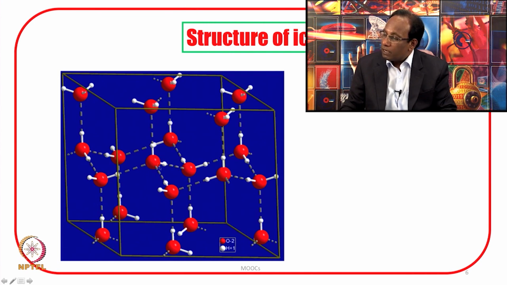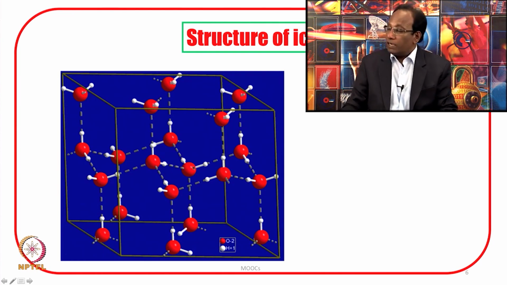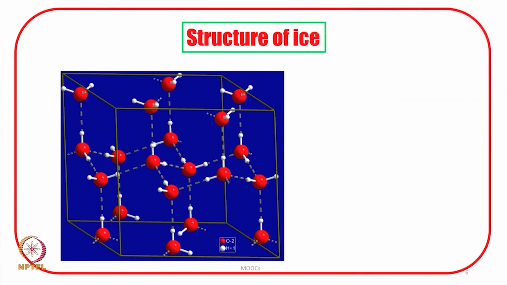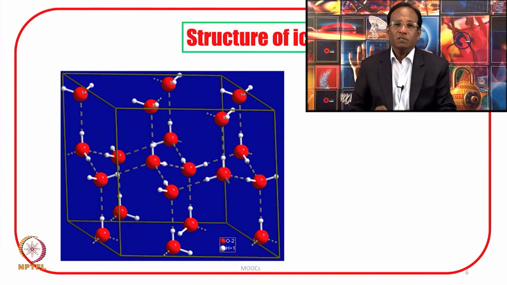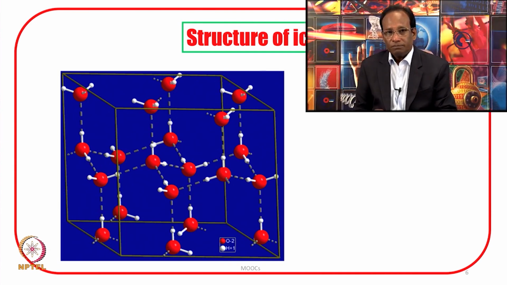For example, if I pick up this oxygen, this is 1, this is 2nd, this is 3rd, and this is 4th. Each oxygen is tetrahedrally connected to other 4 oxygens, and that is why we call this arrangement a tetrahedral network of water molecules. There is a regular tetrahedral network of water molecules, and that forms the structure of ice.